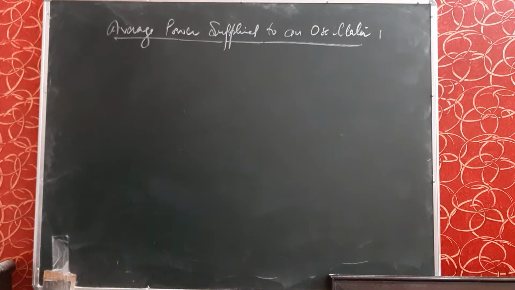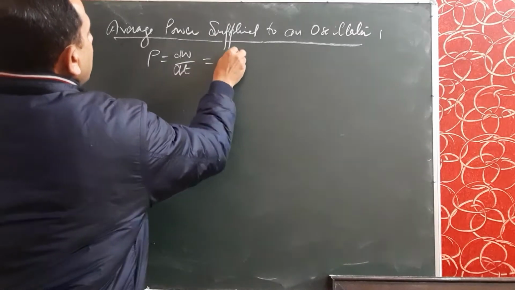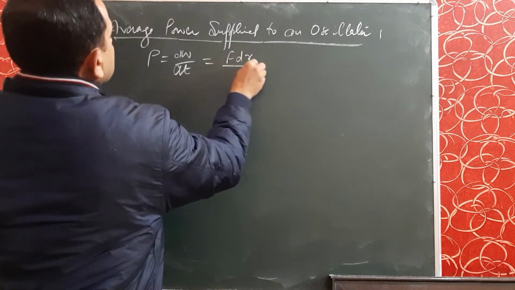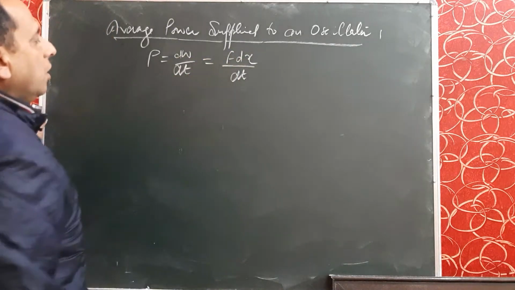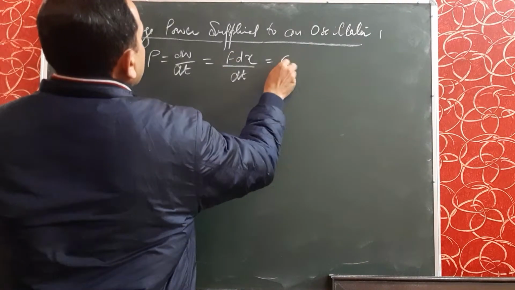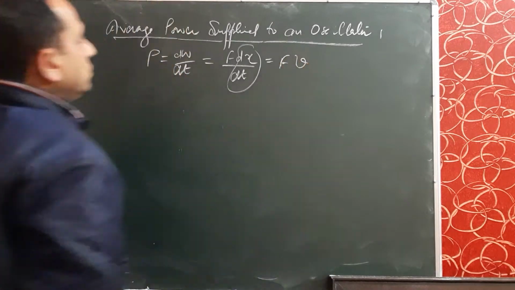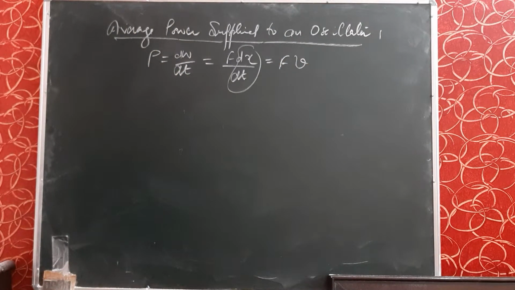We know that power is the ratio of work upon time, that is, power is equal to dW upon dt. Work may be written as F into dx, so power is F into dx upon dt. This is F, and we may write this dx by dt as V, velocity. So, power may be written as the product of force and velocity.